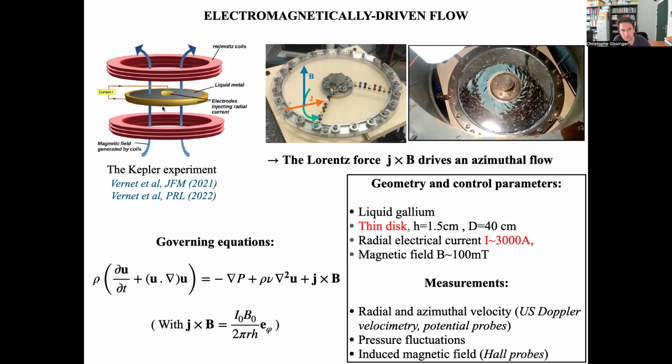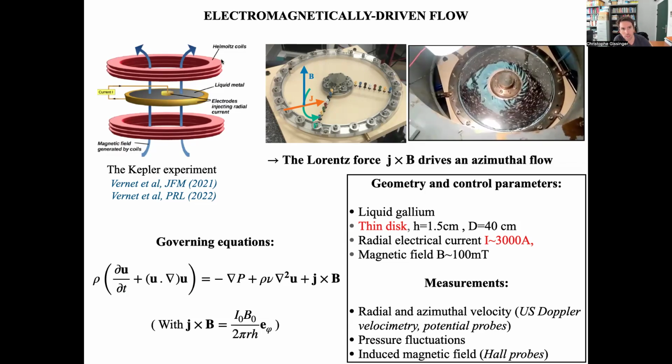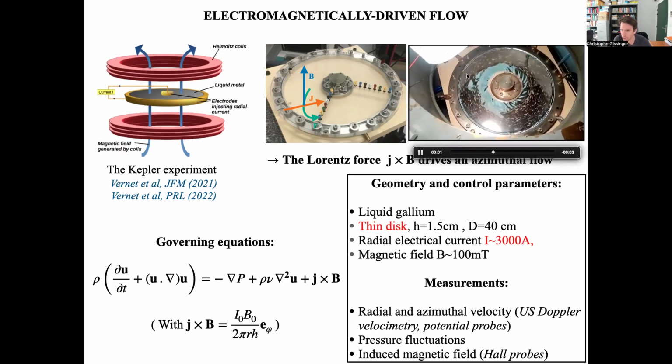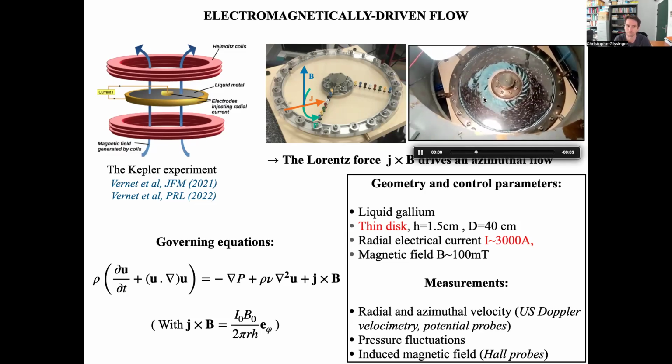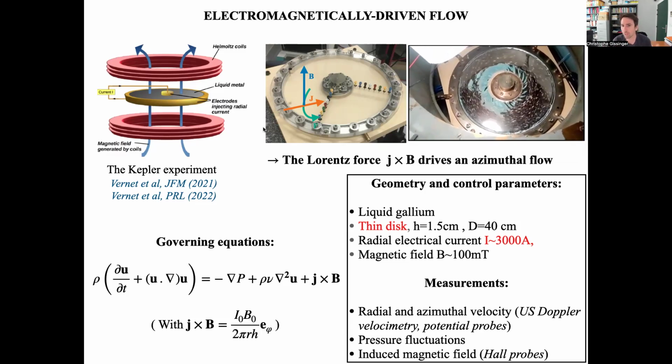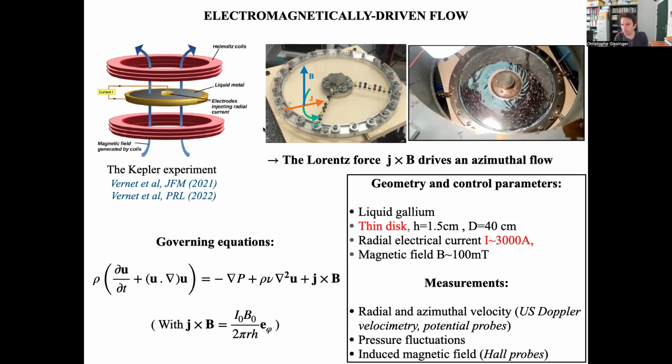Then we place this disk between two magnetic coils, like in this drawing here, that generate a vertical magnetic field. So what you have is radial current crossed with a vertical magnetic field, so it generates a Lorentz force in the azimuthal direction. And this is how we drive the flow here. Our magnetic Reynolds number is very small, smaller than 1 in this experiment. The MHD part of this experiment is only here to drive the flow.